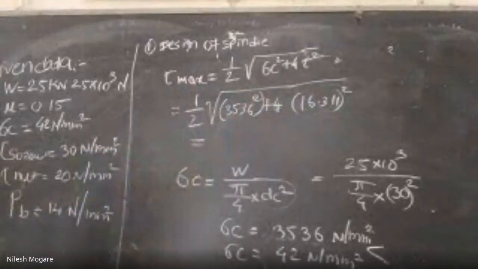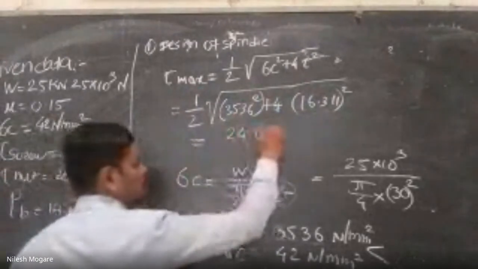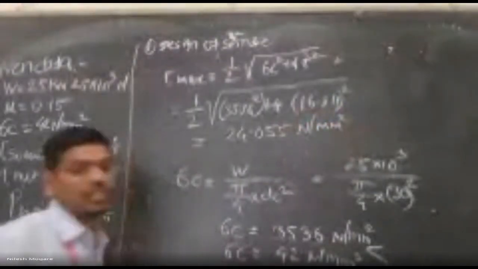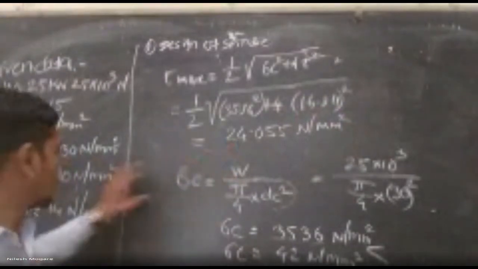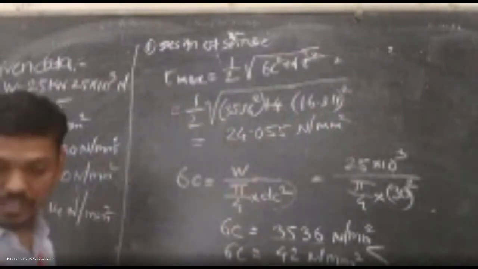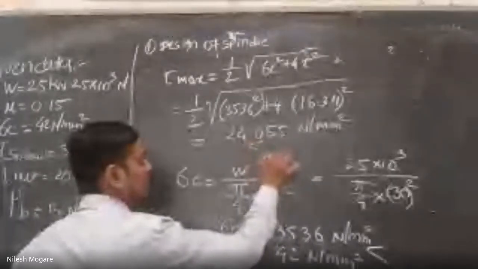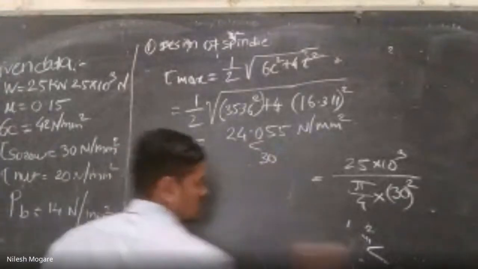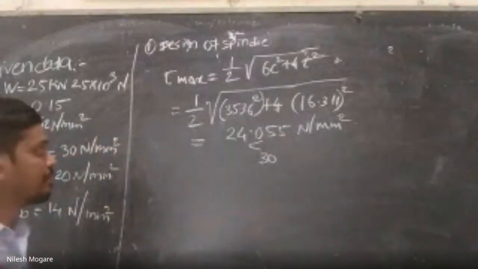if we calculate 24.055 Newton per mm². So this is maximum shear stress, and it is less than the stress they give us. That's why our design process is safe. That means it is less than the 30. 30 is the allowable shear stress. That's why our design process is safe.